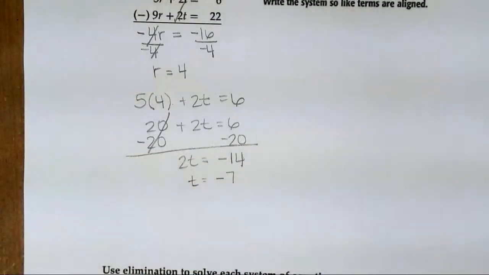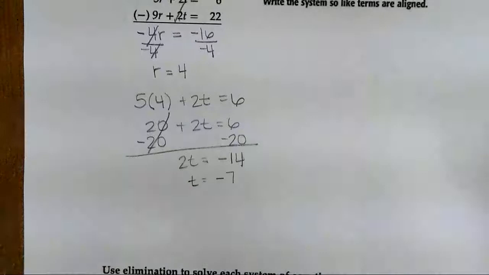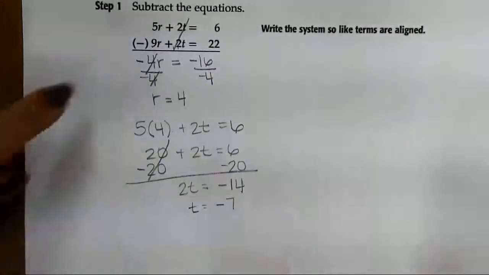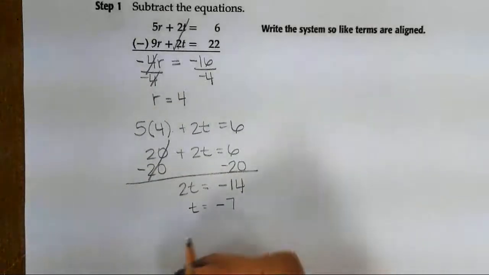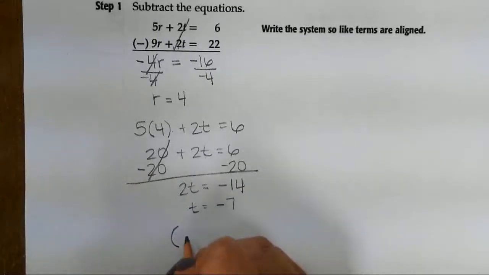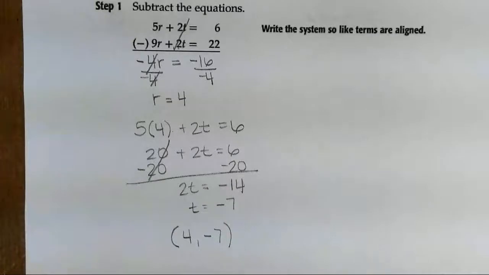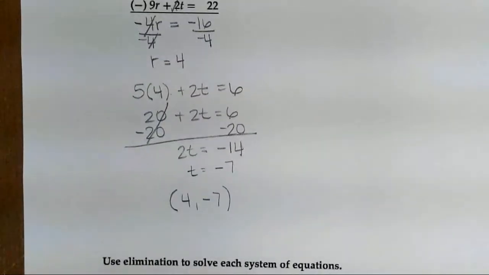Now, usually when you are doing a system and you have variables that are not x and y, you just write your ordered pair alphabetically. So you're going to have your r first and then your t. So r comes before t, so that's how you'd write it.